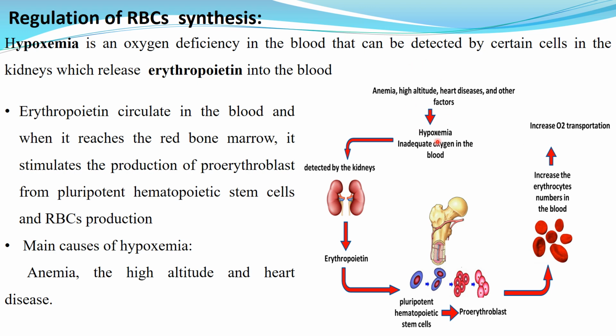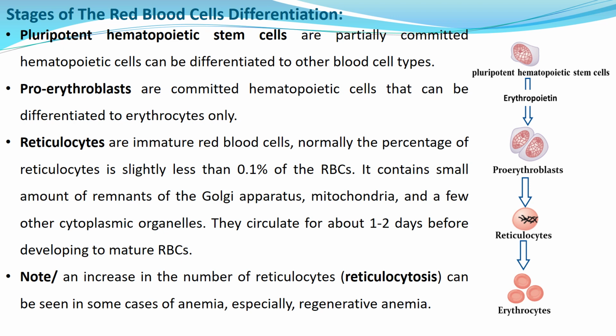So the process of erythropoiesis can be regulated by what? Or can be affected by what? By any changes in the level of oxygen within the blood. Okay. So how can the red blood cells differentiate into a mature erythrocyte?